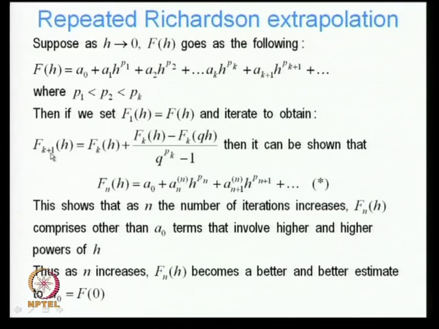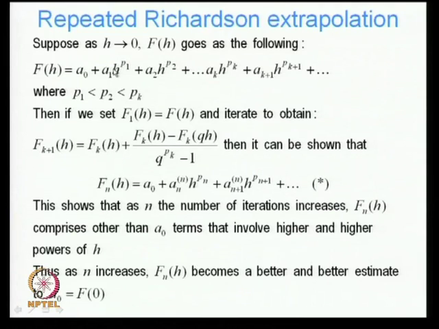Then again I use that to calculate F3, F4, and so on and so forth. Then it can be shown that Fn, if I do this n times, the series for Fn of H is actually given by A0 plus An times H to the power Pn. Notice this coefficient is most important, H to the power Pn, then plus An plus 1 some constant H to the power Pn plus 1, and so on and so forth.